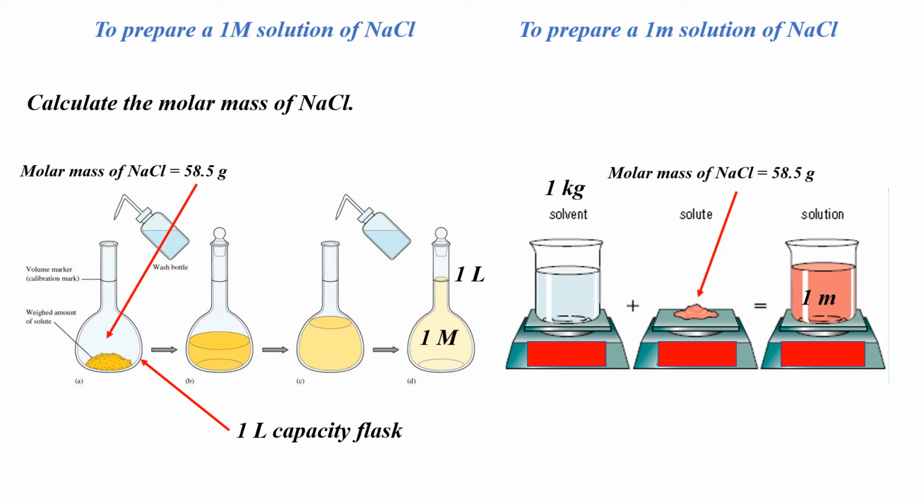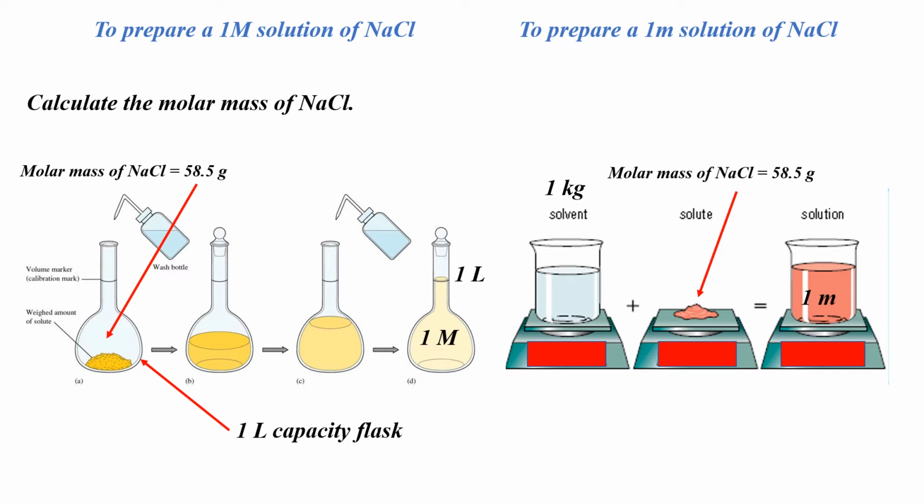Okay. Now, once you have dissolved all of the NaCl in half the water, you would then add water up to the mark on the flask. This way you can prepare 1 liter of 1 mole of NaCl. So the solution that you have prepared is a 1 molar solution of NaCl.